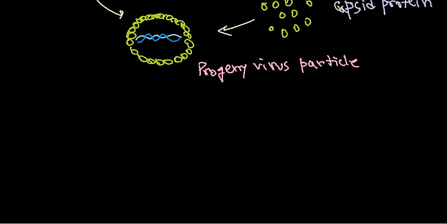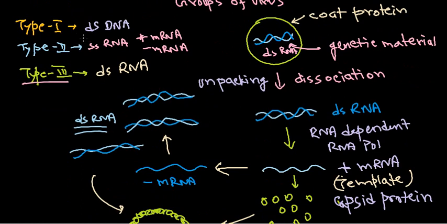Welcome again, friends. We are talking about the different types of replication schemes of viruses. Now we have talked about different types of virus. If you remember, type 1, type 2, type 3. Type 1 viruses carry double-stranded DNA. Type 2 viruses carry single-stranded RNA, and it can be positive-stranded as well as negative-stranded. Type 3 viruses carry double-stranded RNA. So we have seen all the replication processes of these kinds of genetic material containing viruses.